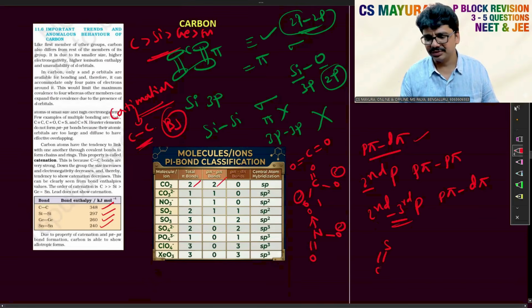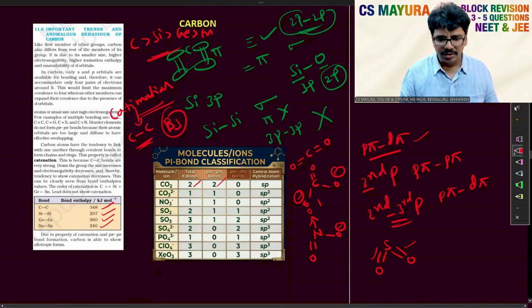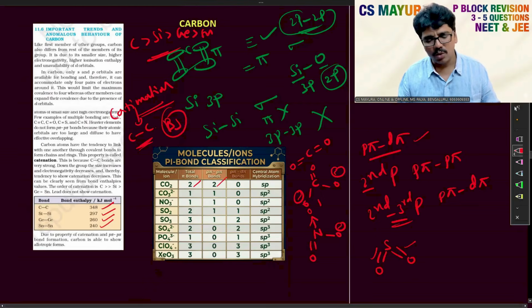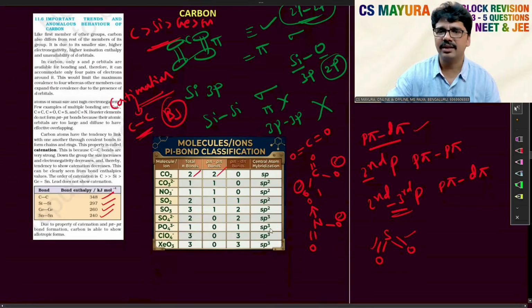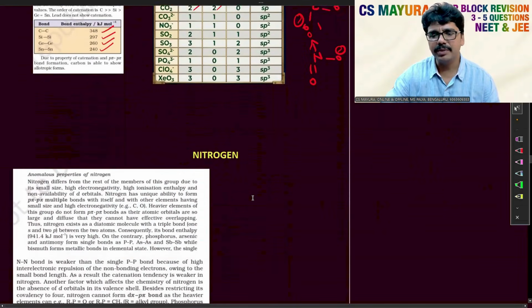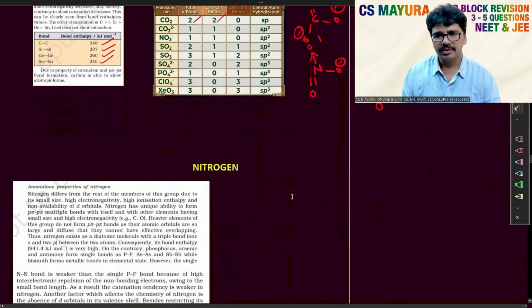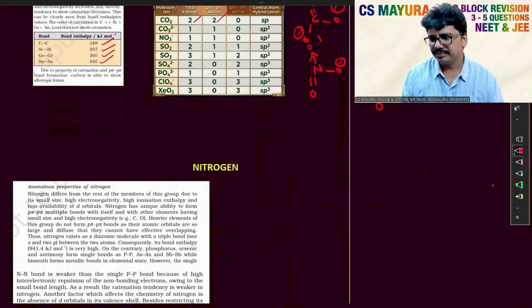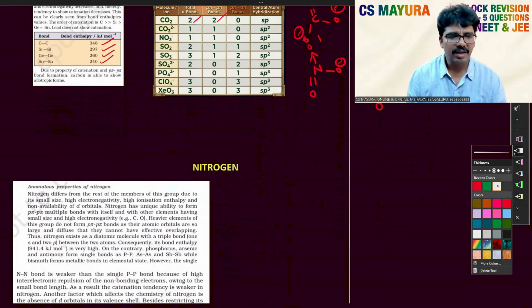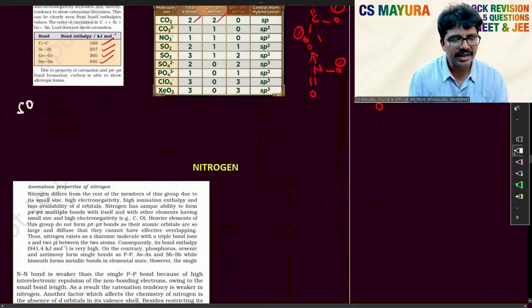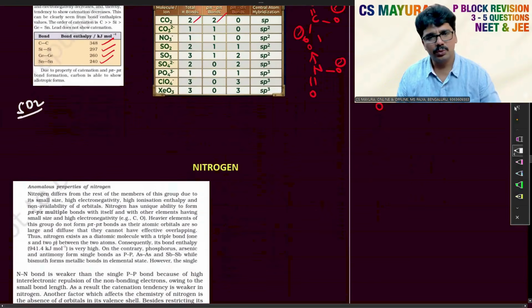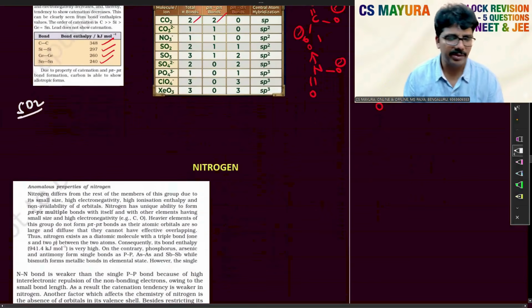Sulfur dioxide. Two pi bonds are there. Out of two, one is a p pi bond, another one is a p pi d pi bond. So other examples like sulfate, phosphate, chlorate, XeO3, all are examples. I will explain one example of how to find the number of p pi d pi bonds. Let us take sulfur dioxide to understand how to find the number of p pi d pi bonds.